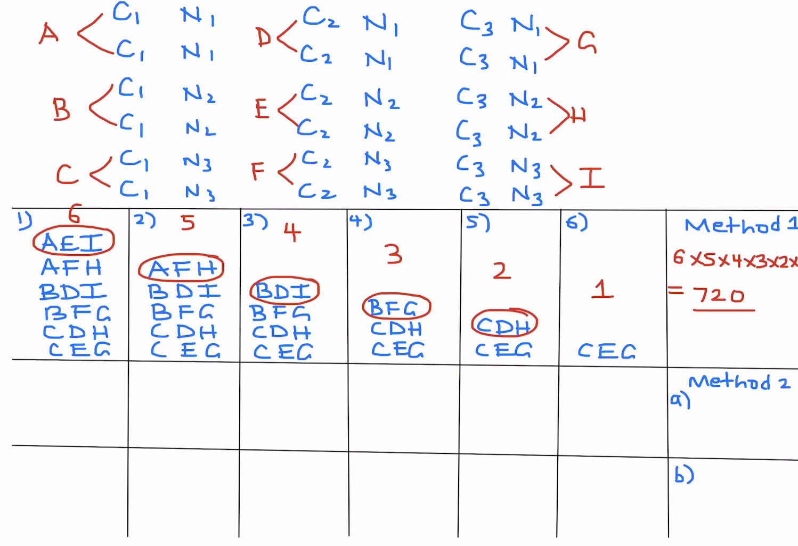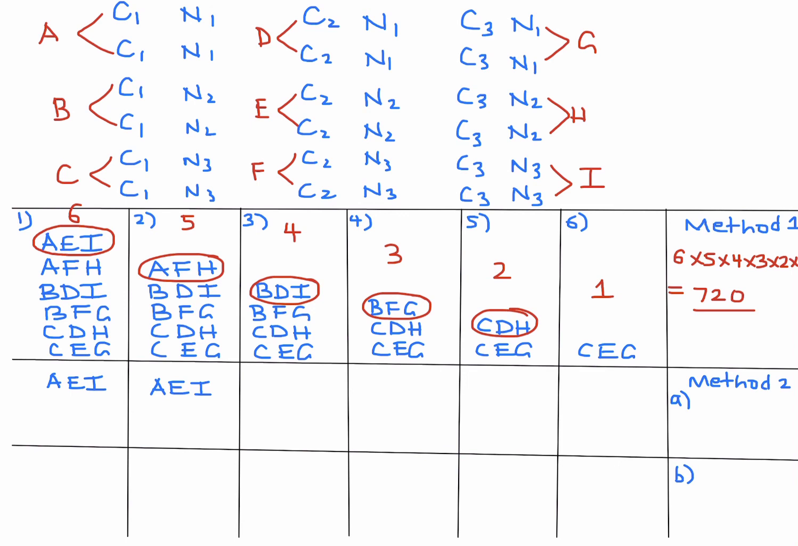Now we get to method 2, and method 2 is as follows. What you do is you first select something. So let's say I selected an AEI, very similar to the first one. But in the second round, again, I choose AEI, like that. And then since my A's are gone, I can't really choose AFH because I've already had A play twice.